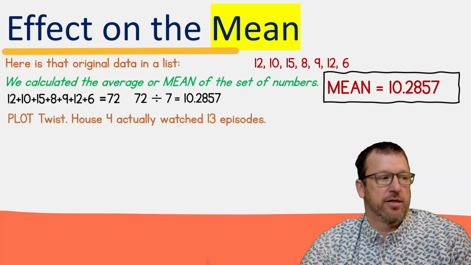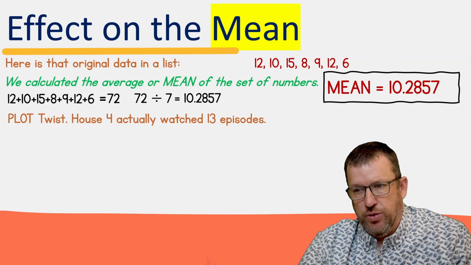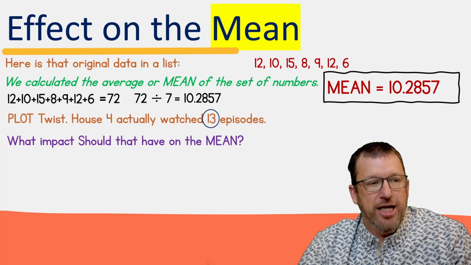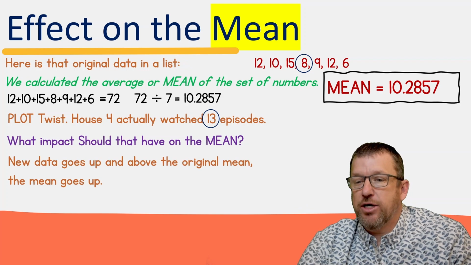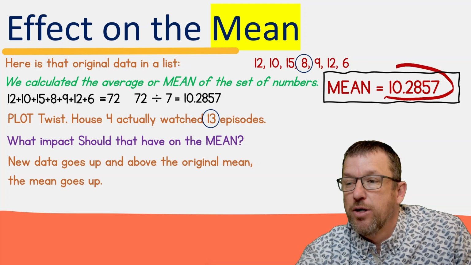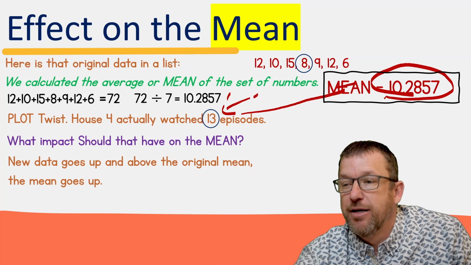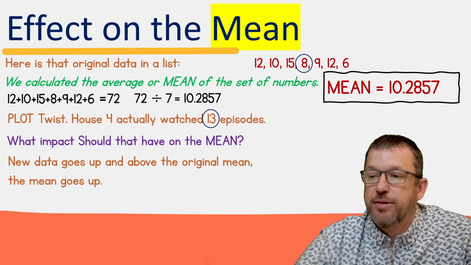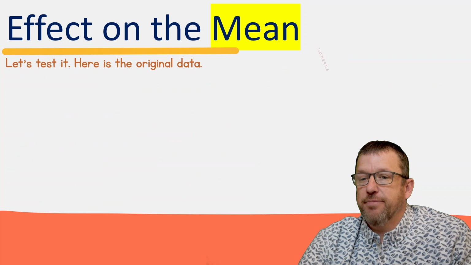Now what happens here? There's a plot twist. House number 4 lied to us and they actually watched 13 episodes. So now, how does that impact the mean? Well, we have to go change that data point to 13. New data goes up and above the original mean. So our original mean was 10. We changed the data to 13, which means we made it higher than the mean. So when that new data goes up, we would calculate the new mean.